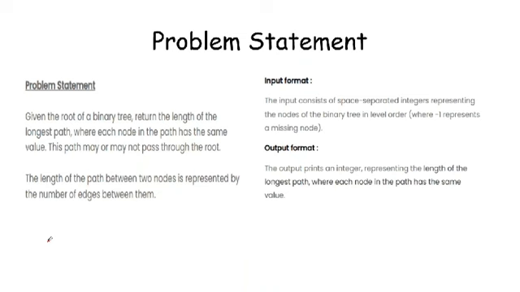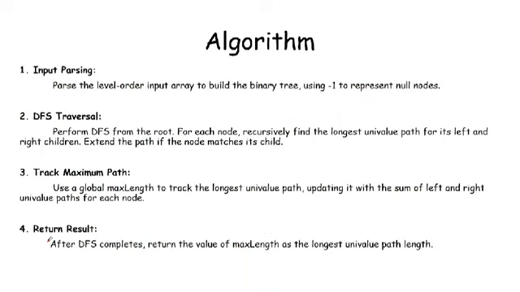For this, the efficient approach is using depth first traversal to find the longest univalue path in the tree. Let me explain the step-by-step approach to solve this problem. First, we need to pass the input level order array to build the binary tree. Use -1 to represent null nodes while constructing the tree. Then perform DFS traversal from the root.